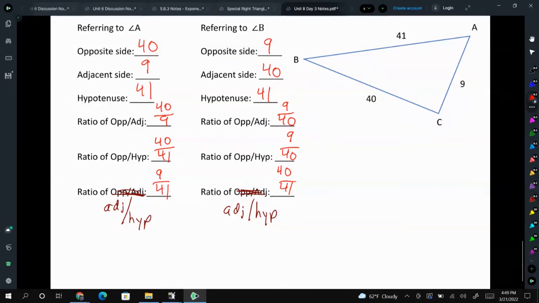So that is it for this lesson. Make sure you really are able to identify the opposite, adjacent, and hypotenuse. You will struggle mightily if you are unable to do this.